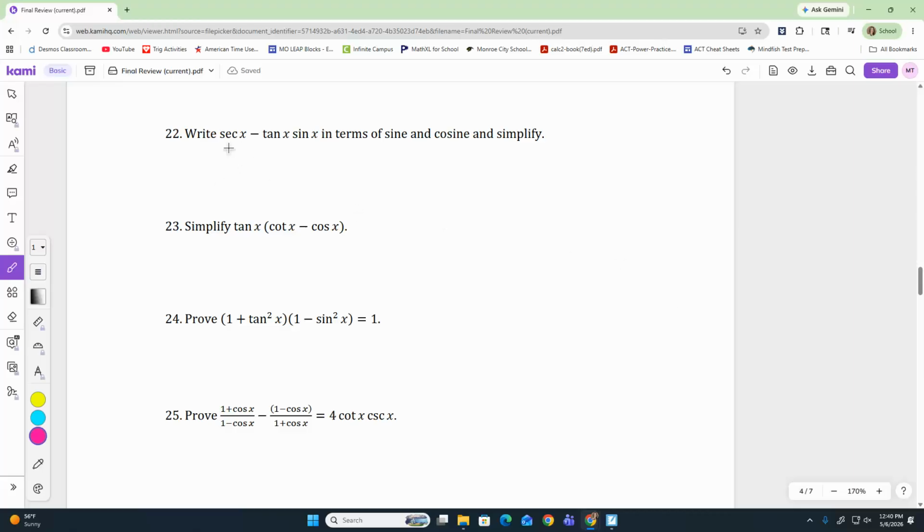What is secant? Minus tangent, sine over cosine, times sine. Order of operations. Do we subtract or multiply first? Multiply. What is sine times sine?